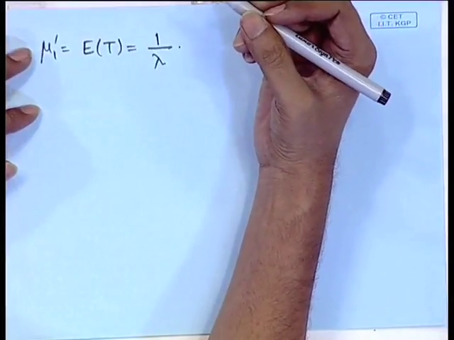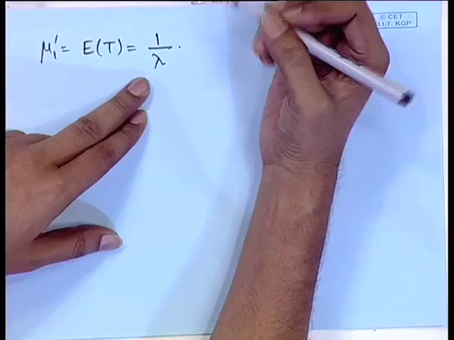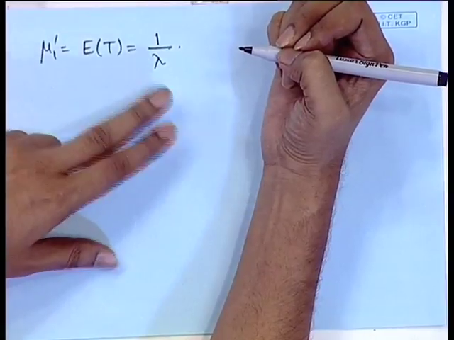So, if the rate of occurrence is lambda per unit of time, then the average waiting time for the first occurrence is 1 by lambda. So, which is very natural to understand. Suppose I say that in 1 hour 2 events will occur. So, roughly average waiting time for first occurrence will be 30 minutes.